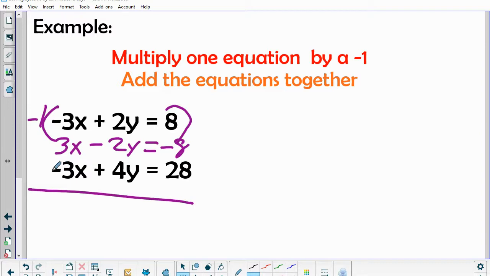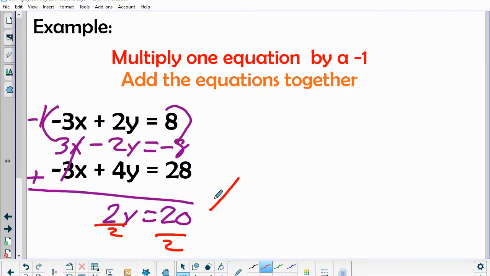All right, so let's add them together. 3x and negative 3x, they cancel each other out. Negative 2y plus 4y is equal to 2y. Negative 8 plus 28 equals 20. All right, let's divide both sides by 2. We end up with y equals 10 in this case.